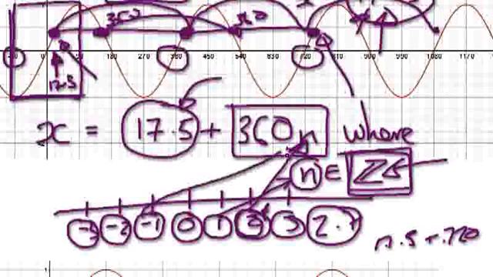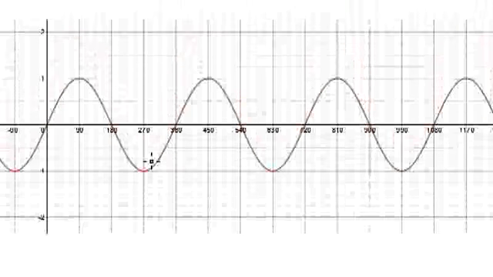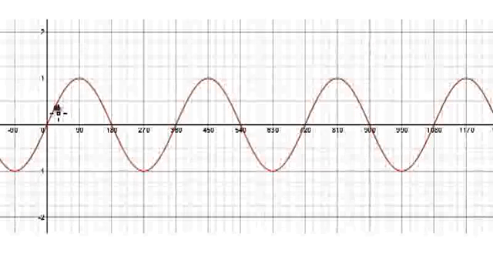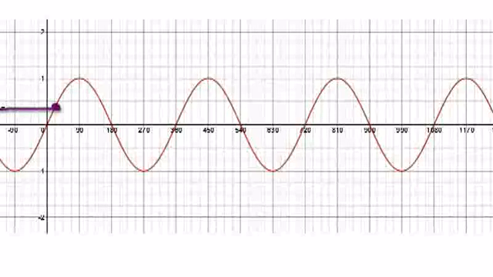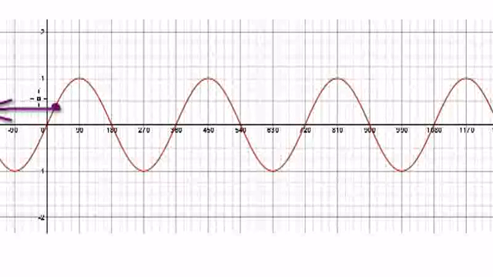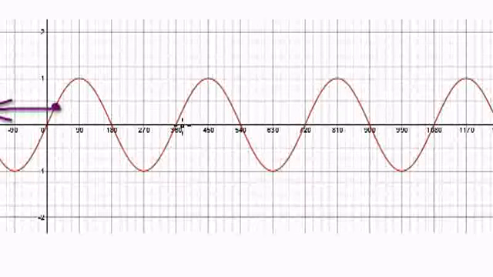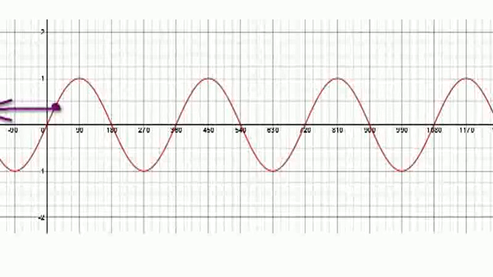Even if you select negative 1 for this n, it's like saying 17.5 and then 360 times negative 1, which is negative 360. So you find this solution here, and then you go back 360. Let me try and illustrate on here.